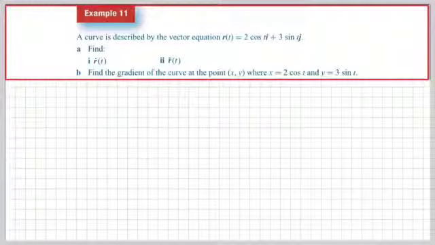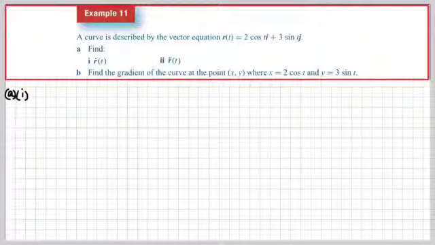A curve is described by the vector equation r(t) equals 2 cos t i plus 3 sin t j. Okay, i is the cos and j is the sine thingy. Find the velocity and the acceleration. Well, I don't see a problem with that, do you? Not at all. Find the gradient of the curve at the point x and y, where x is this, which just restates that, and y is that. Yeah, well, this is a pretty easy question, guys. I can sniff some chain rule in part B. Did you pick that up?